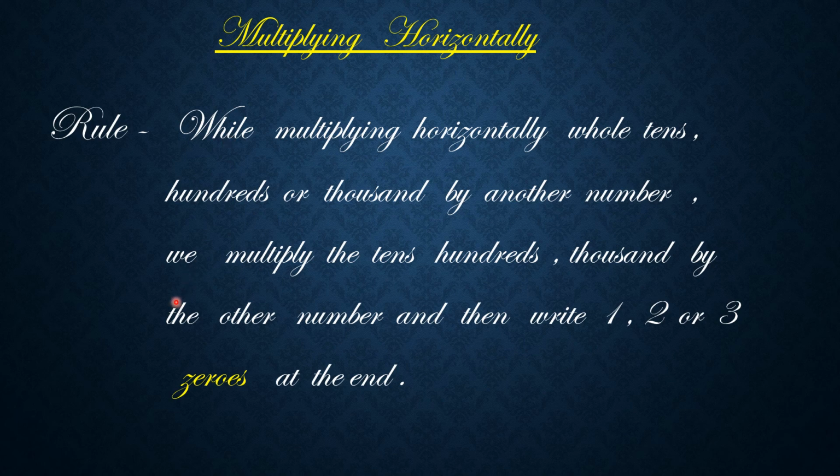When you are multiplying a number by whole tens, that may be 10 or 20 multiplied by 6, or 30 multiplied by 4. Hundreds is 100 multiplied by 5, 200 multiplied by 6. So this is the meaning of whole tens, whole hundreds or thousands: 1000, 2000 multiplied by another number. So whichever number is given, you begin by multiplying the tens, hundreds or thousands by the other number, and then whatever zeros are there, you have to write at the end. Let me explain it with an example.